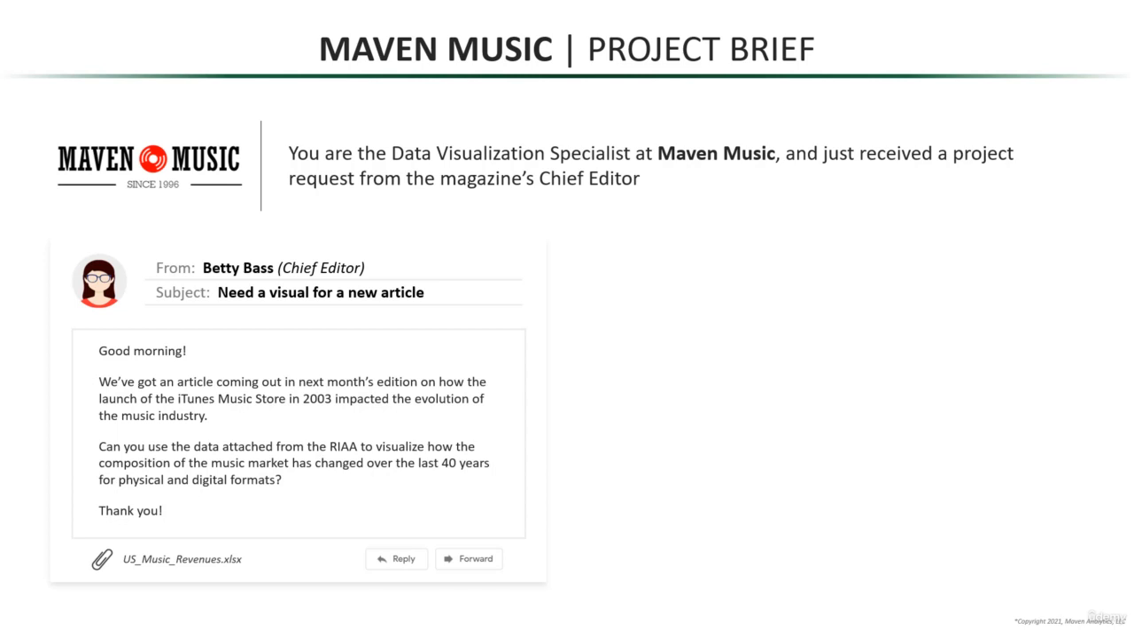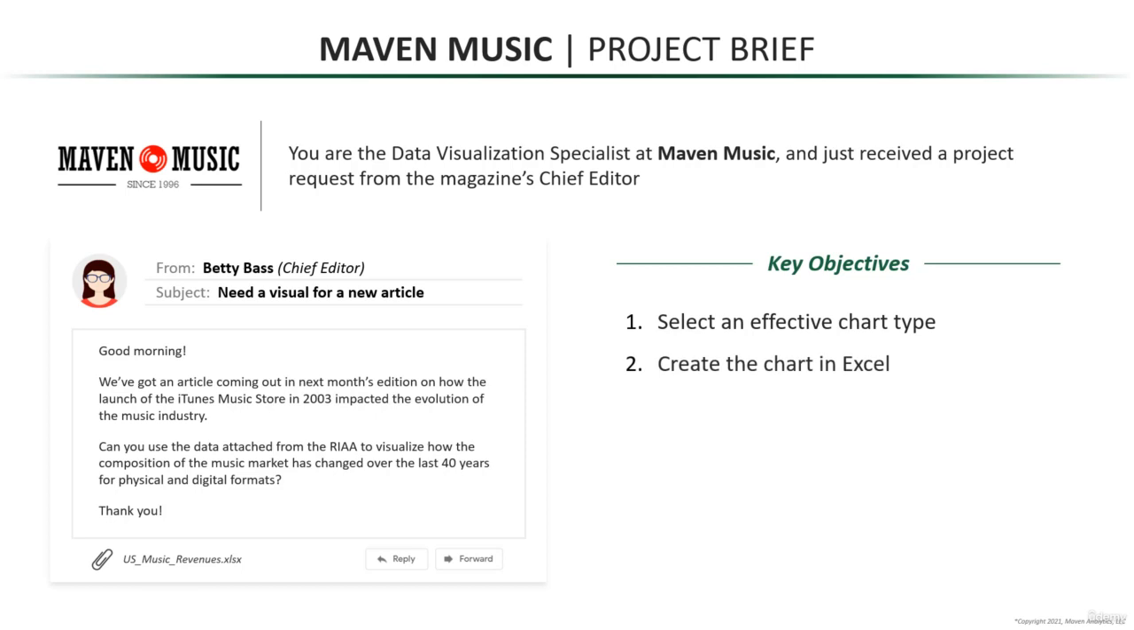Alright, so it sounds like we've got the following key objectives. Number 1, to select an effective chart type. Number 2, to create the chart in Excel. Number 3, to use formatting to eliminate noise. And number 4, to add context to help tell the story.